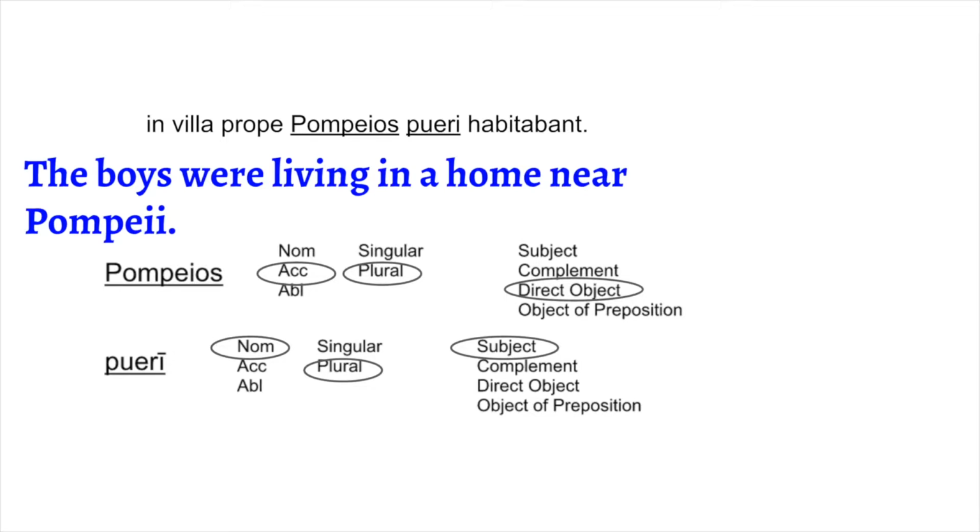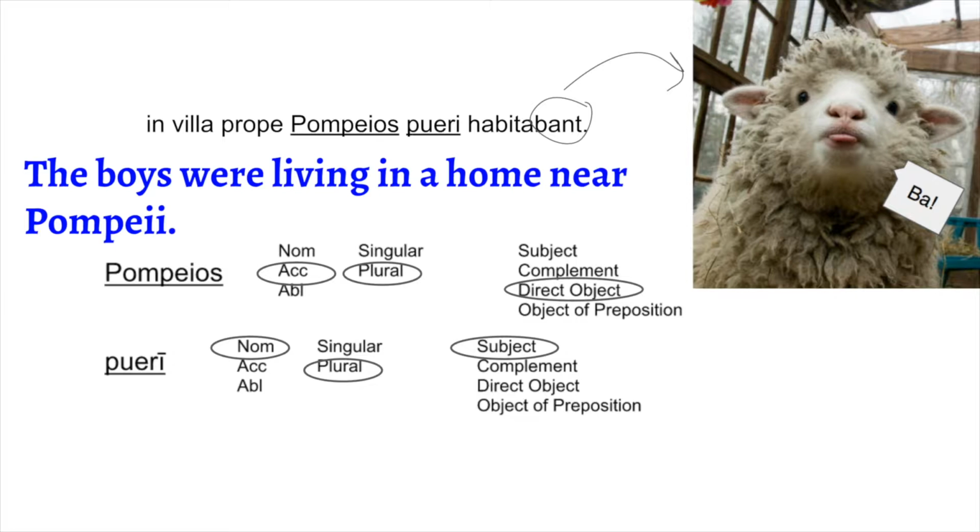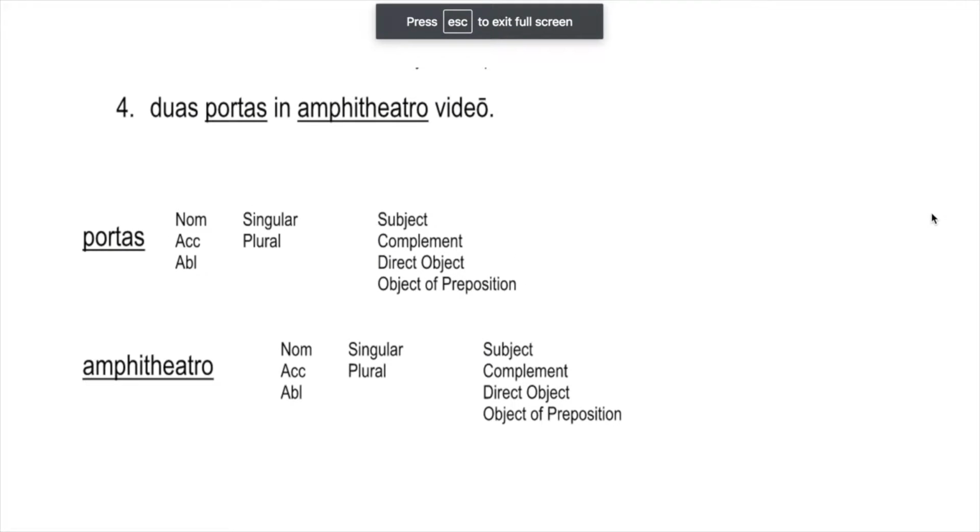Now I want you to take a second to look at the ending of the verb. Bant. Well, what tense is that? Ba, remember tripod, the imperfect sheep? Yes, it's the imperfect tense. All right, so here's number 4. Pause the video and translate duas portas in amphitheatro video, and then parse portas and amphitheatro.